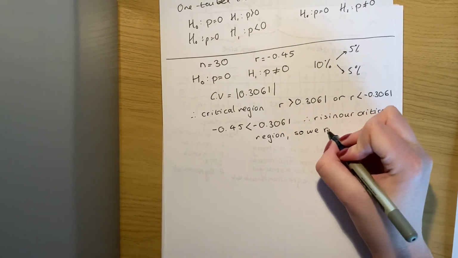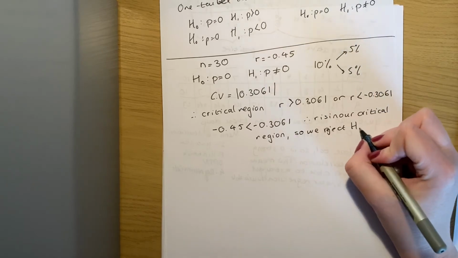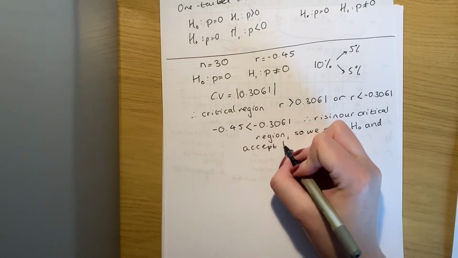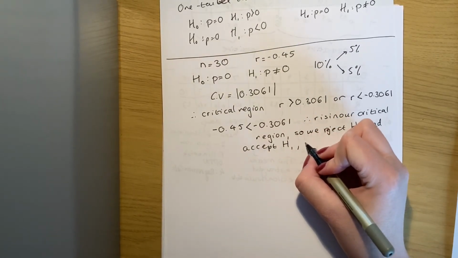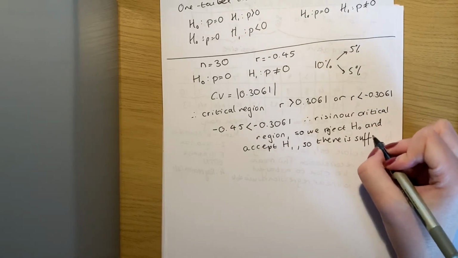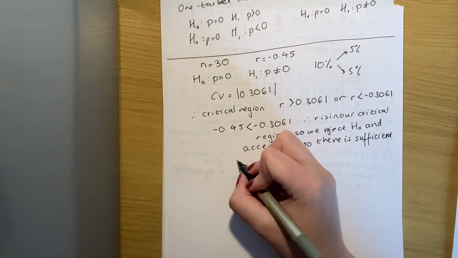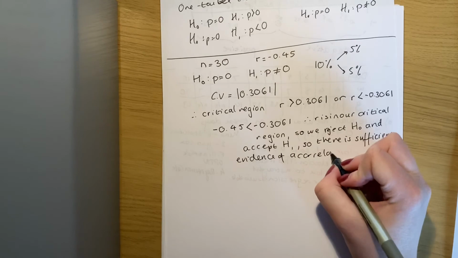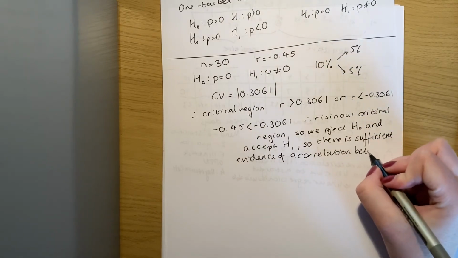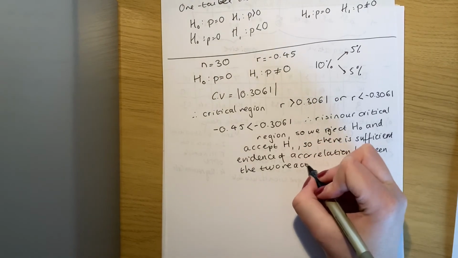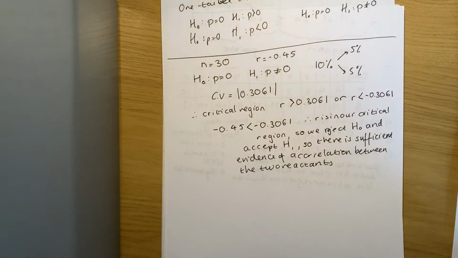So we reject our null hypothesis and accept our alternate hypothesis. So there is sufficient evidence of a correlation between the two reactants. Now, of course, in this case, there is sufficient evidence that it's a negative correlation.